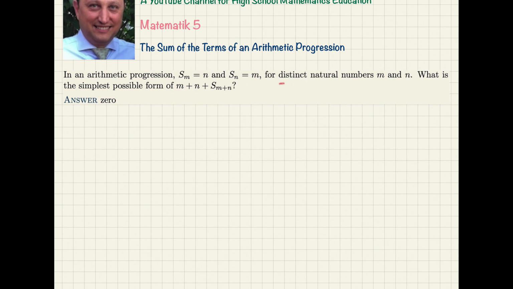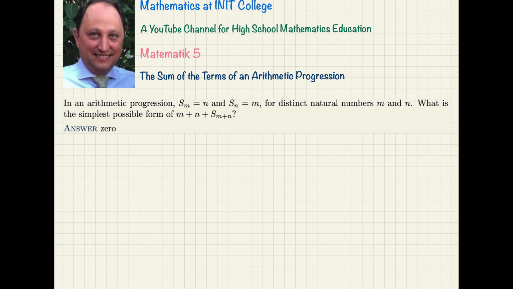Here it's mentioned that m and n are distinct natural numbers, so it means that either m is greater than n or the other way around. And this problem is completely symmetric under any interchange between m and n. Yes, if I change m to n, n to m, the problem doesn't change at all. So without loss of generality, I can assume that n is greater than m.